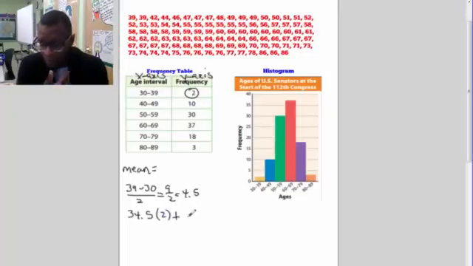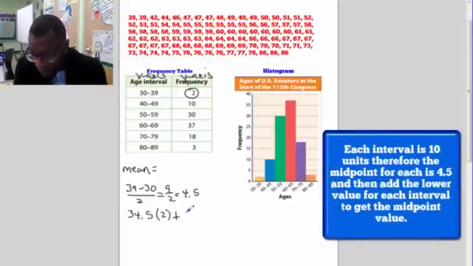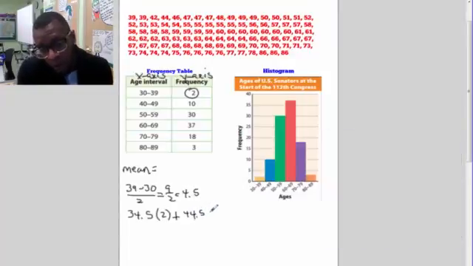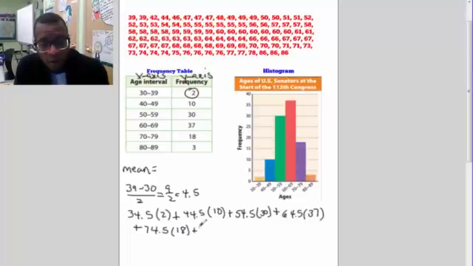Now, if we wanted to find the midpoint for the second interval, each one is going to be 4.5 more, because these are all increments of 10. So each midpoint is 4.5 more than the last. So 44.5 times 10. Then we're going to have 54.5 times 30, 64.5 times 37, 74.5 times 18, and finally 84.5 times 3.